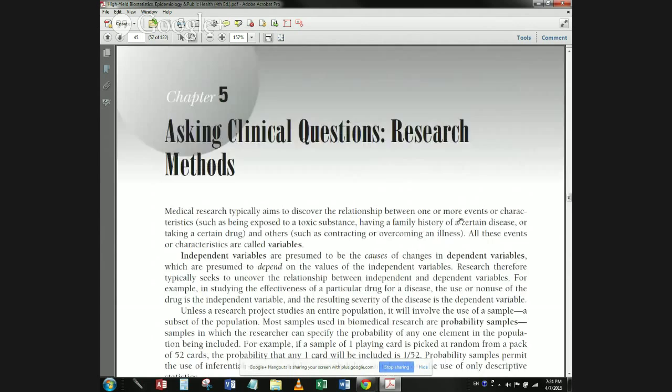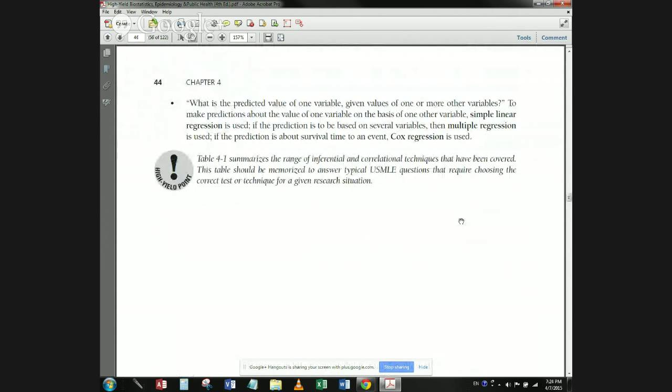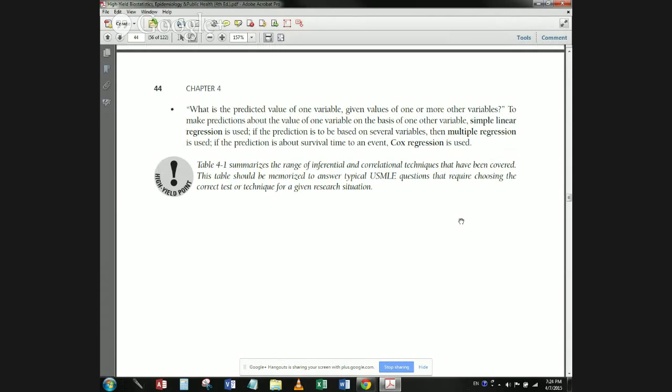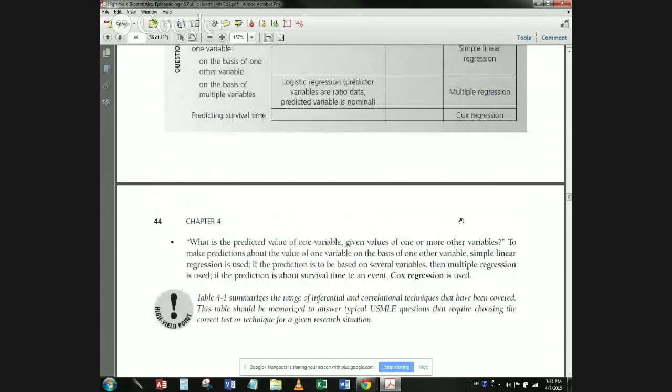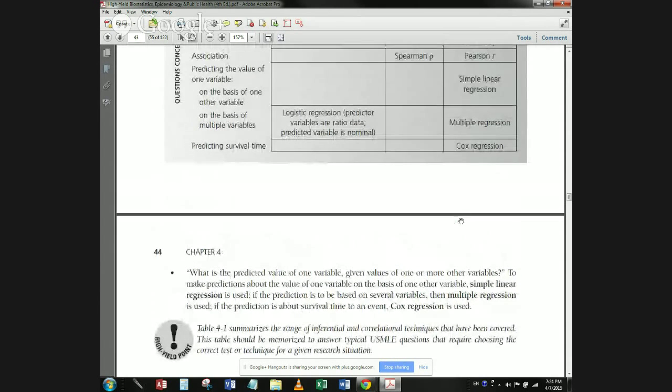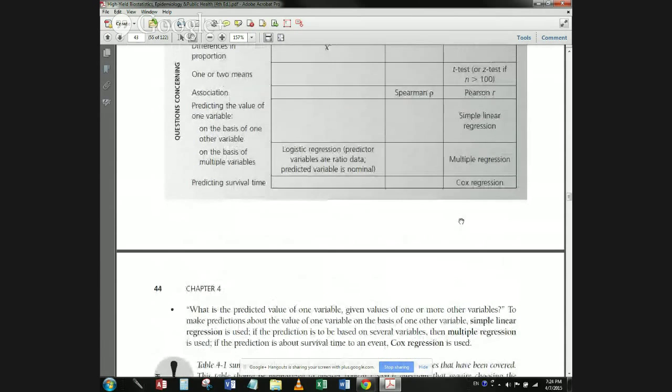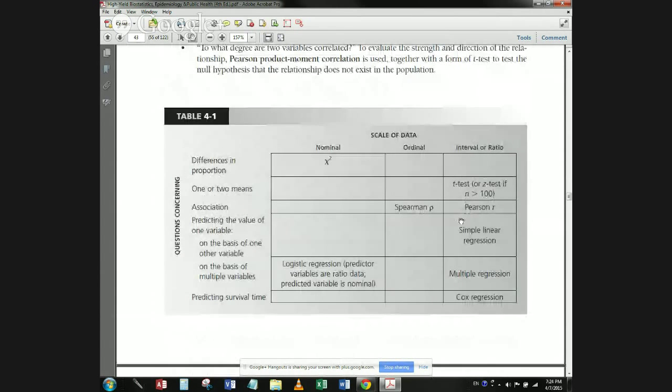So the key point here is to remember this Table 4.1, which is summarizing the range of inferential and correlational techniques that have been covered. We should memorize this table to answer any typical USMLE questions that require choosing the correct answer or technique for a given research situation. So know this table cold.